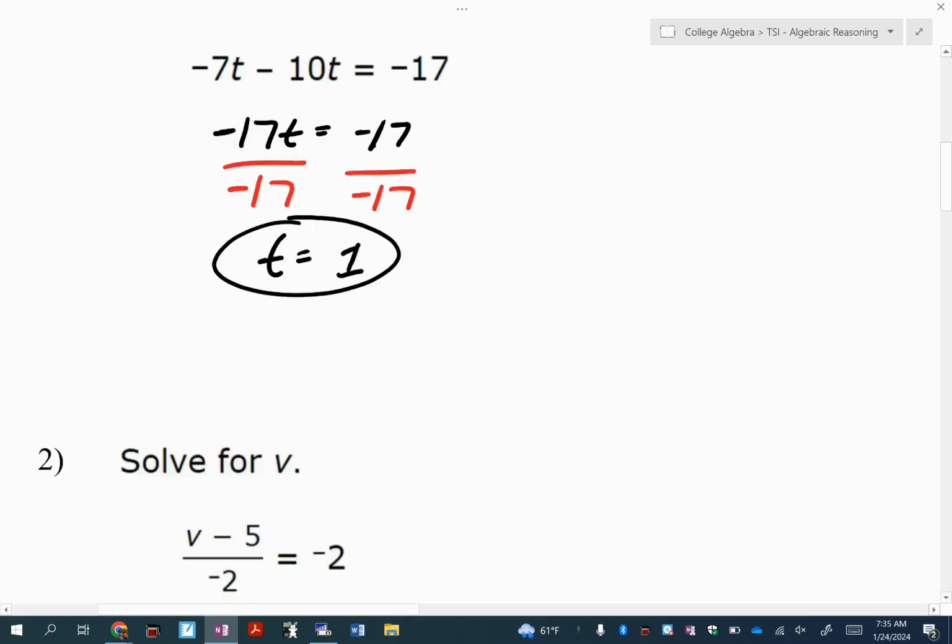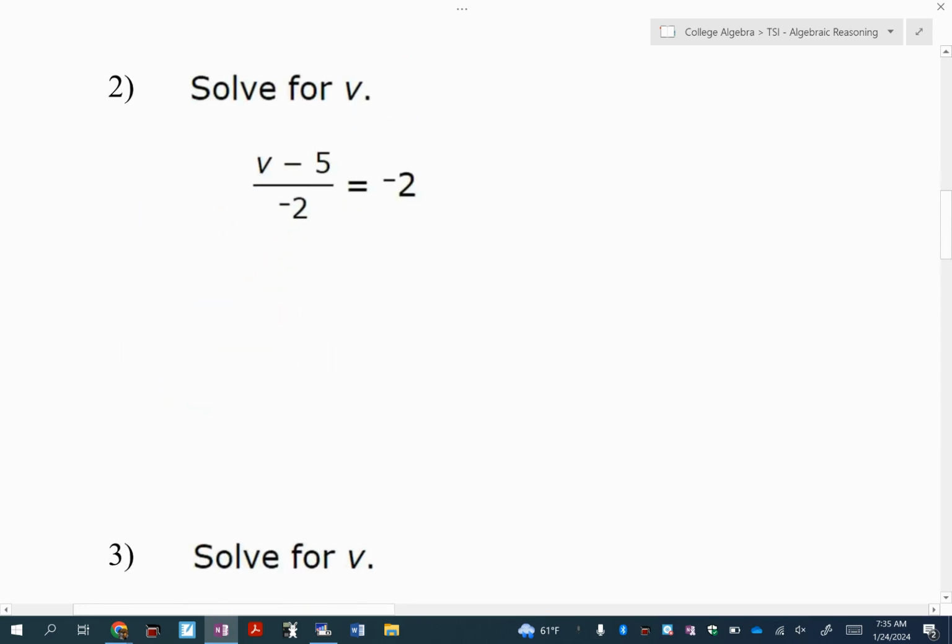All right, let's go to the second one. Number 2 says solve for v. Now in this one, what do you notice about the left side of that equation? It is a fraction. So you can do kind of one of two ways here. I'm not sure what your teachers taught you a couple years ago. What I would teach students to do is, do you see the negative 2 in the denominator? I would move that over to the other side with multiplication. That's what I would do.